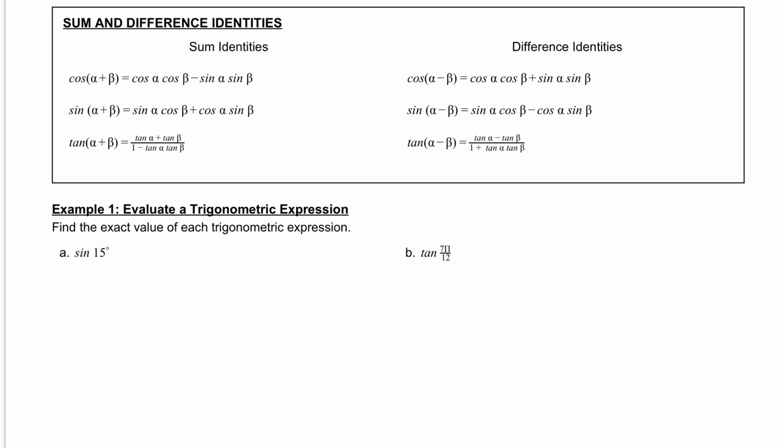So let's take a look at example 1. We want to find the exact value of each trig expression. In letter A, we have the sine of 15 degrees. Now let's think about, we want to use our special right triangles if we can. In order to get an exact value, those are the ones we want to use. So numbers we're thinking about using in degrees would be 90 degrees, we have 45 degrees, 60 degrees, 30 degrees, and so forth.